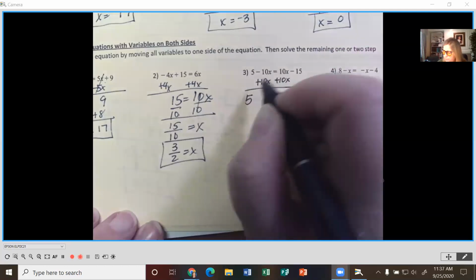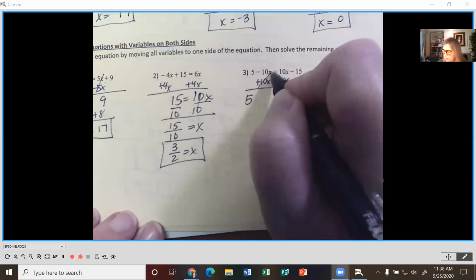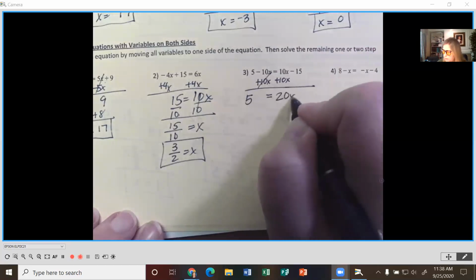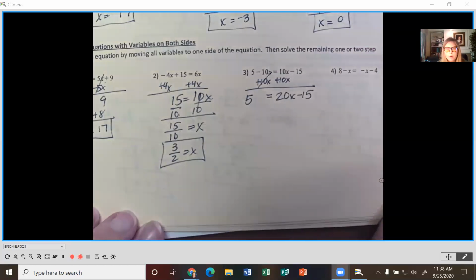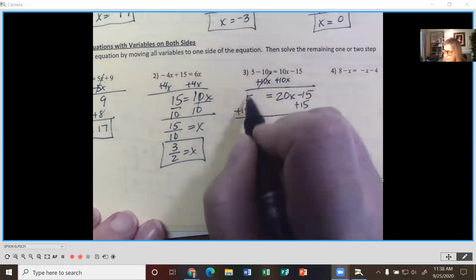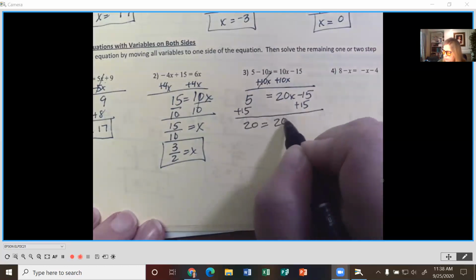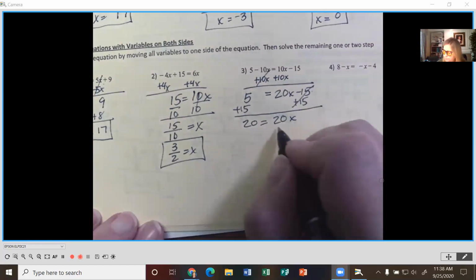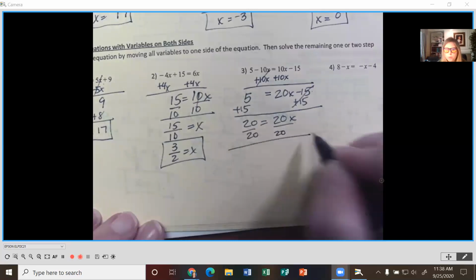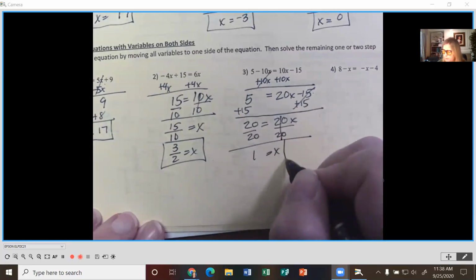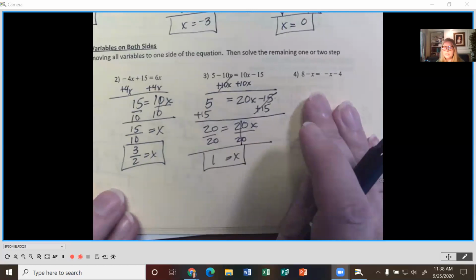This gives us 5, and then negative 10x plus 10x is 0. So over here we have 10x plus 10x, which is 20x, and then bring down the minus 15. Okay, now it's just a 2-step equation. We do our order of operations in reverse. So we add 15. Okay, and that gives us 20 equals 20x plus 0 because negative 15 plus 15 is 0. And then we divide each side by 20. 20 divided by 20 is 1. So 1x equals 20 divided by 20 is 1. So x equals 1 or 1 equals x.